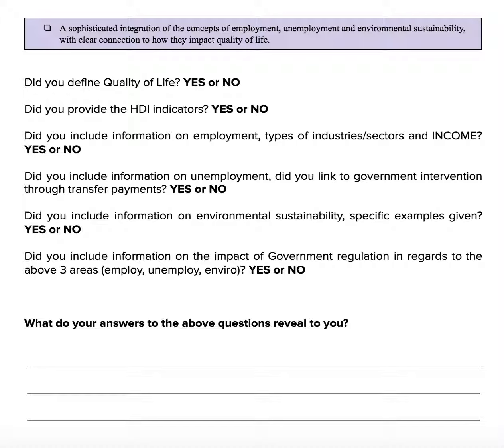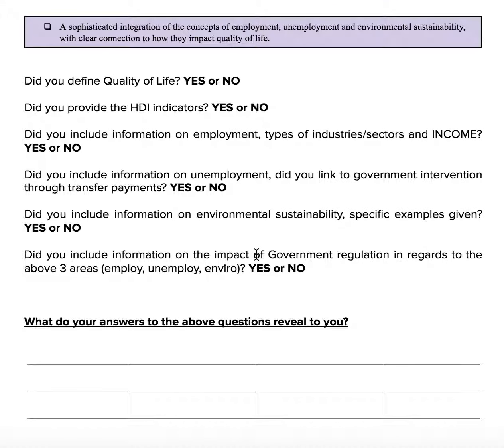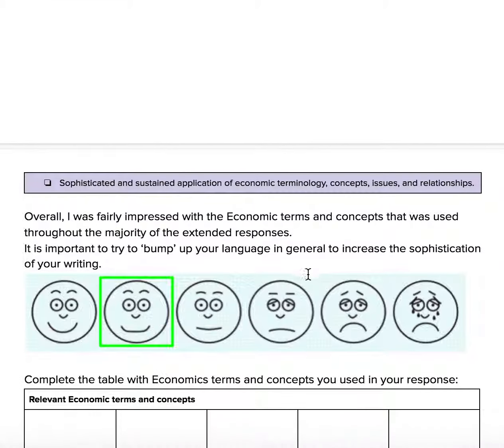Okay. You should now have circles on yes or no, depending upon your response. I now want you to think about, what do your answers to these questions reveal to you? Did you have a section where it was a noticeable no? Yeah, I really didn't do that. And then what does that tell you about your response and your attempt?